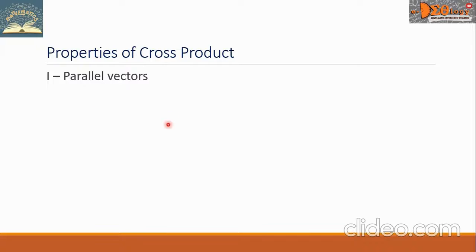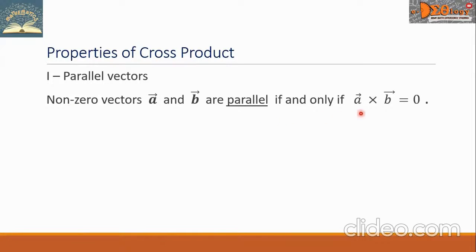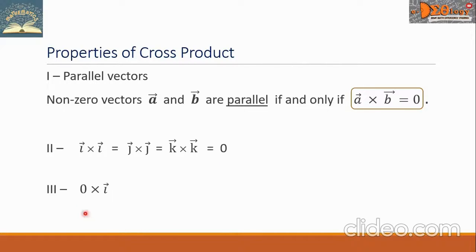Now let's have parallel vectors. Non-zero vectors A and B are parallel if and only if vector A times vector B equals 0. This is our working formula here. Second, vector i times vector i is equal to vector j times vector j, and also equal to vector k times vector k, and all of them are equal to 0. Number 3, 0 times vector i equals 0.